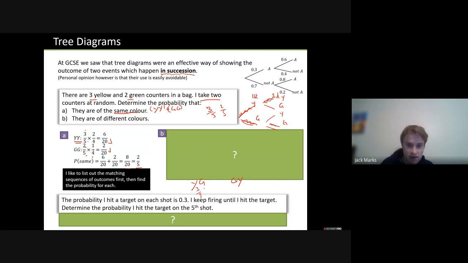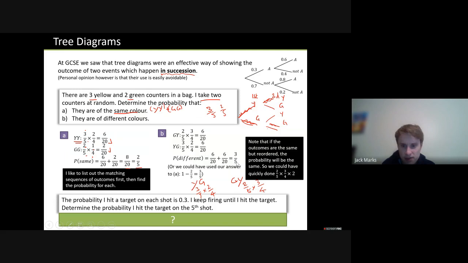So 3/5 and green should be 2/4. When you have removed a yellow, it doesn't reduce the chance of a green, but there is one fewer counter in total. And this one here, green, should be 2/5 times 3/4. These ones added together give us 3/5. Okay, some of you may have noticed, you can only pick the same color both times or different colors. So you could have done 1 minus the same color would give you different color. If you're not comfortable with that idea, though, don't worry about it.